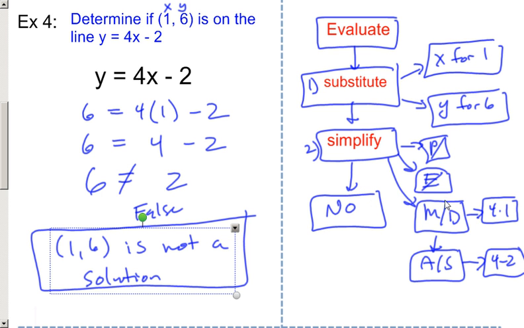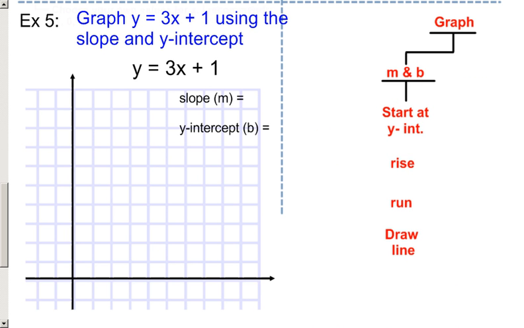Now let's try example 5, the last example. Graph y equals 3x plus 1 using the slope and y-intercept. This is kind of a shortcut way of graphing a line. We're using m and b, which means slope and y-intercept. So the first thing we want to do is identify the slope and the y-intercept.